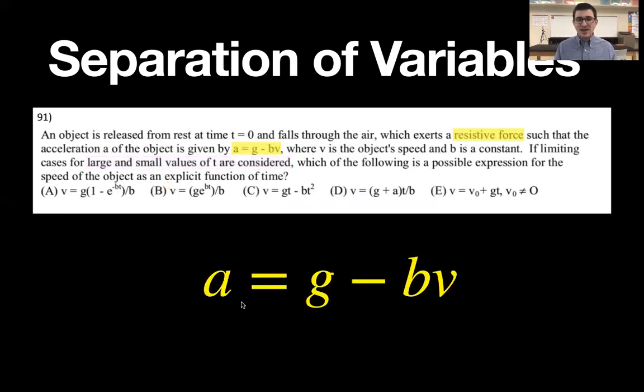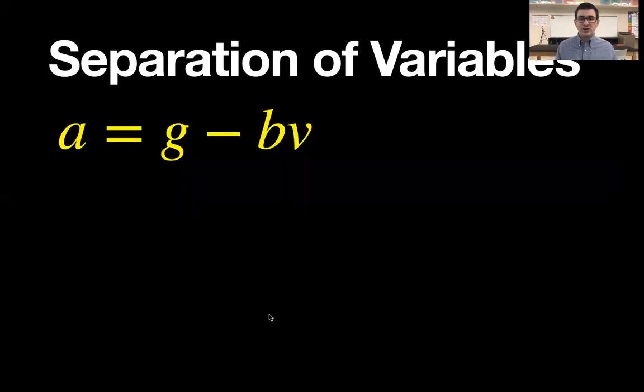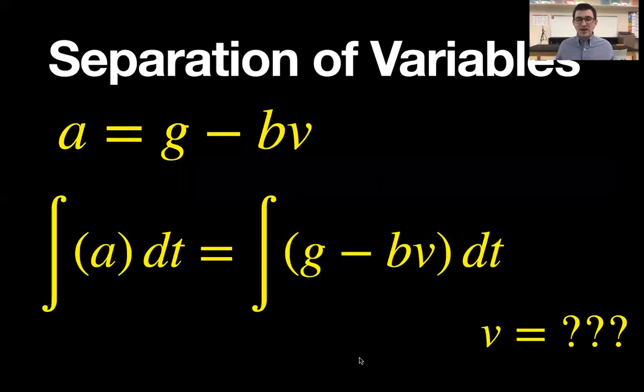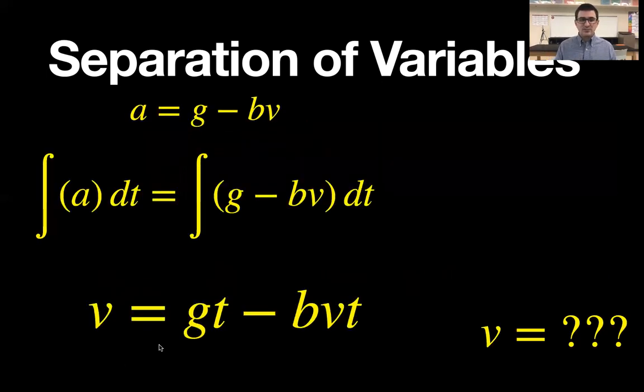So back to the equation, a equals g minus bv. Given this equation, our goal is to find the velocity, so we might want to integrate both sides because the integral of acceleration is velocity. If we are able to integrate this, then we're going to get the velocity function. The integral of a is just velocity, and the integral of this with respect to time is gt minus bvt. So boom, that's our answer. But unfortunately, we don't see that answer in any of the answer choices. And why is that? It's because we're not allowed to do this. The reason is we can't integrate bv with respect to time because we don't know the function for velocity with respect to time.